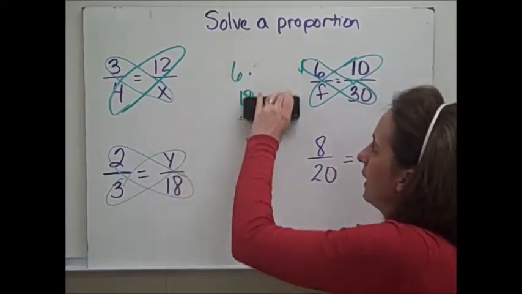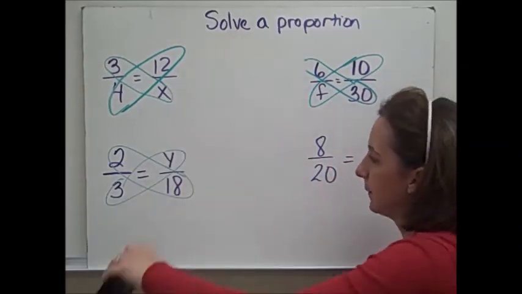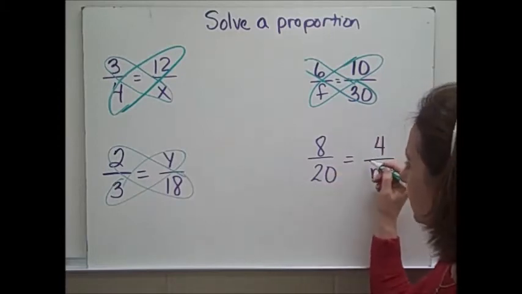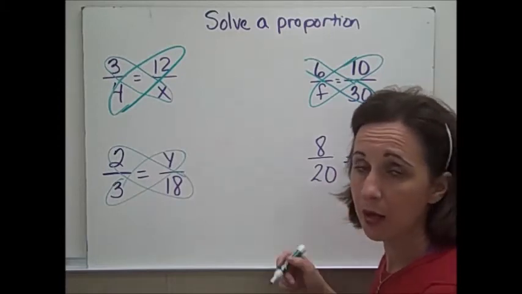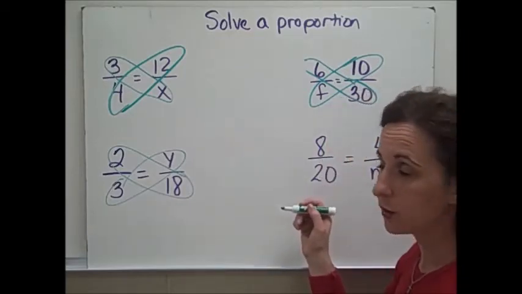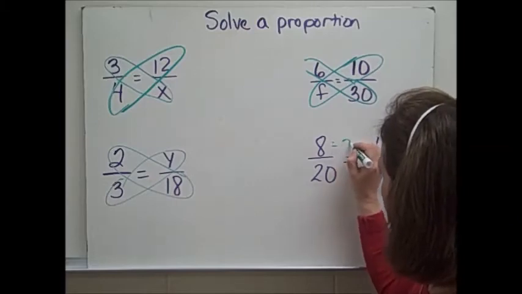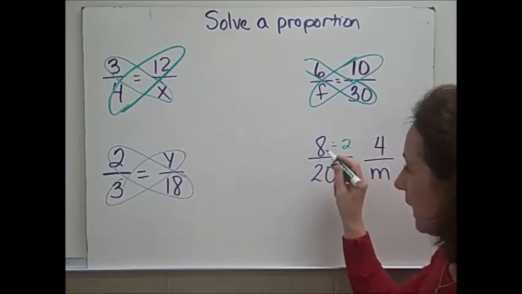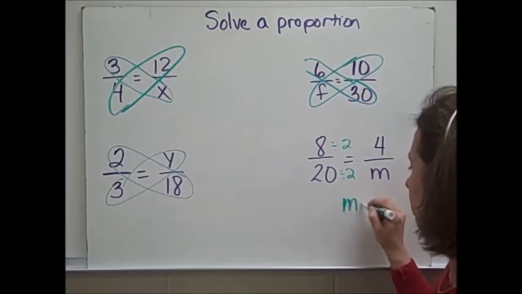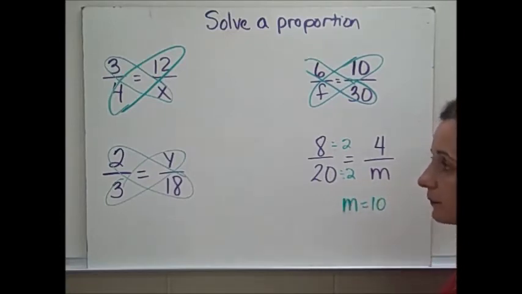All right, we have one left to do. We can definitely do cross products. 20 times 4 is 80 and 8m, so m would equal 10. We could also look for the multiplication or division, which in this case we divided them both by 2. 8 divided by 2 is 4, and 20 divided by 2 is 10. So we would say that m equals 10.